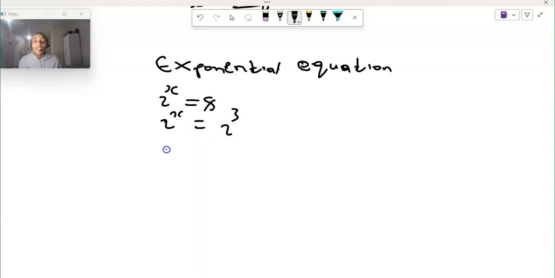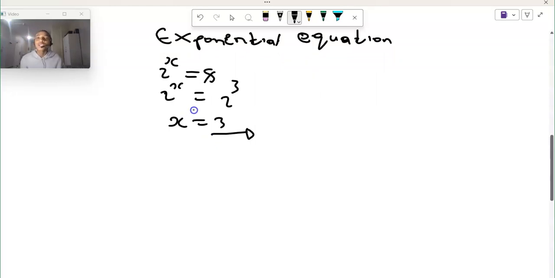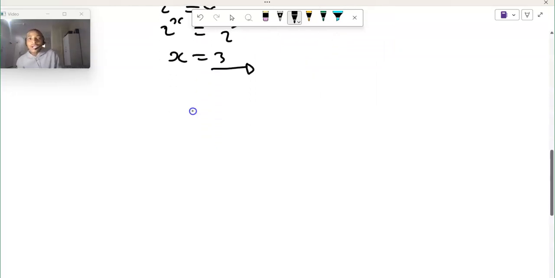As our bases are the same now, we got 2 on our left hand side and 2 on our right hand side, so we can just equate the exponents, right? So I'll have x is equal to 3. This is the value of x based on the exponential equation, right? Let's take another example based on the exponential equation, right?